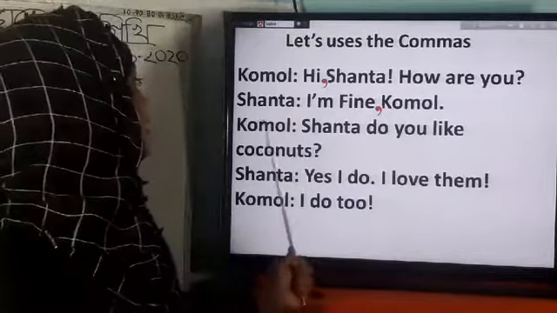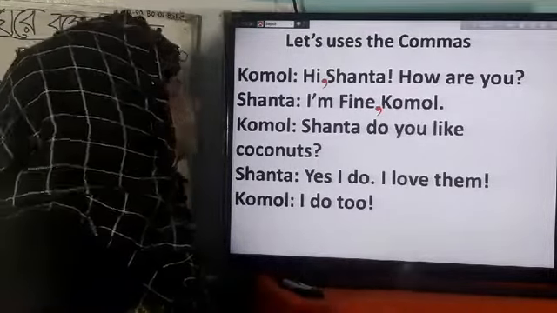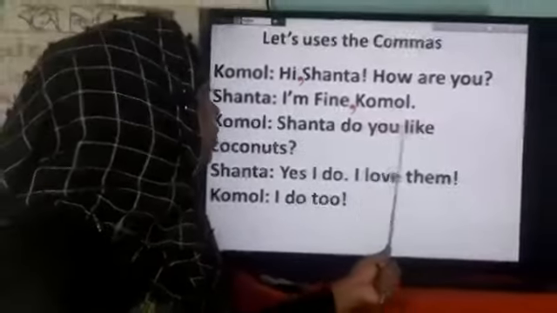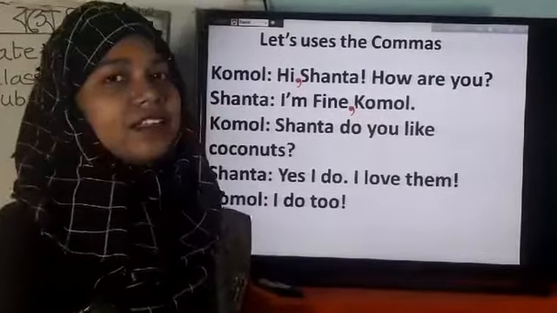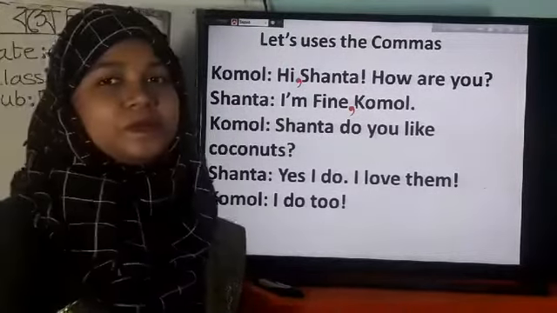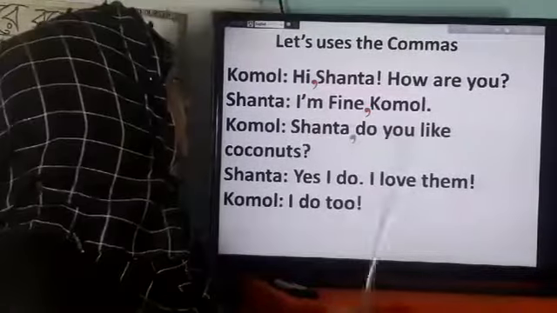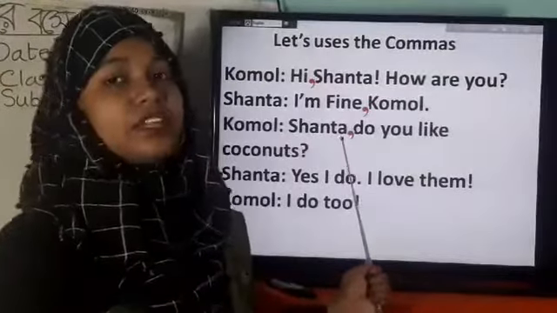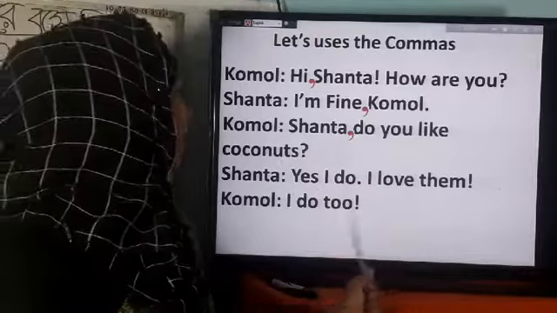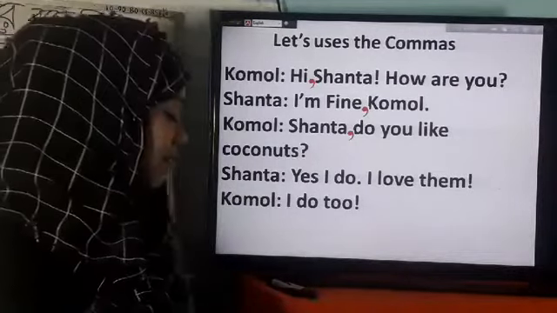Okay, next sentence. Kamal says, Shanta, do you like coconuts? Dear student, can we use a comma here in this sentence? Yes, we can use a comma after Shanta. After a name we can use a comma. Shanta, comma, do you like coconuts? Okay, dear student, now next sentence.